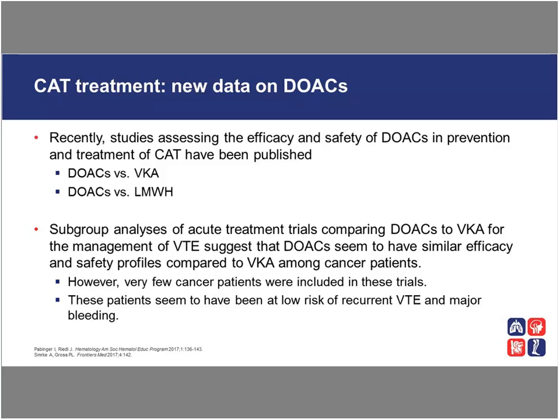So what has the implication been with the new data on the direct oral anticoagulants? So recently, studies, as you know, have been assessing the efficacy and safety of direct oral anticoagulants in the prevention and treatment of CAT. And they have been published primarily looking at direct oral anticoagulants versus vitamin K antagonists, and there have been quite a few studies in the past 10 years that have specifically looked at this comparator group. However, more recently, we've had 2 studies that have looked at a direct oral anticoagulant versus low molecular weight heparin, and specifically this has been in the cancer patient population affected with venous thromboembolism.